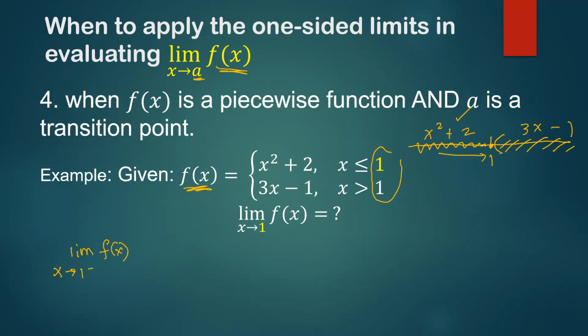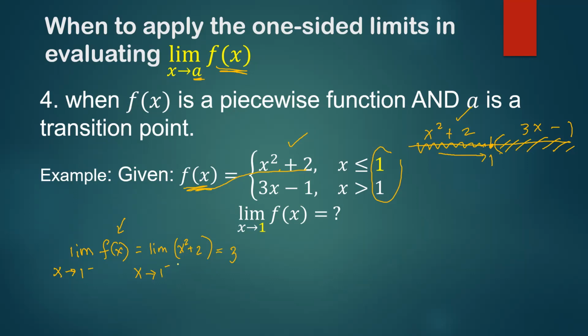We will be considering 0.9, 0.99, 0.999. We'll be using the x squared plus 2 as the definition of the function. F of x is equal to that. No? So, we replace f of x here by x squared plus 2. So, we have limit of x squared plus 2 as x approaches 1 from the left. Okay? So, 1 from the left, so 0.9, 0.999. Pero it's safe to say that our function, x squared plus 2, is approaching the value 1 plus 2, which is equal to 3. Yan.